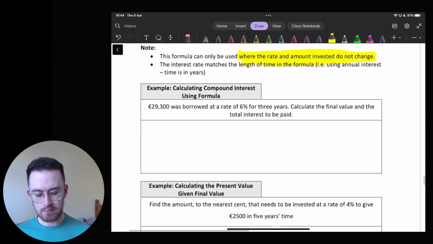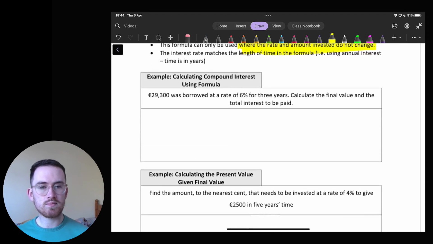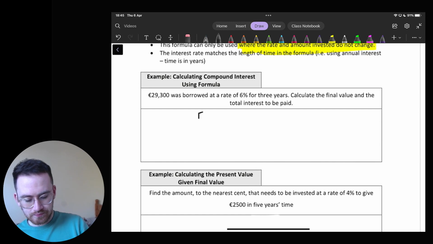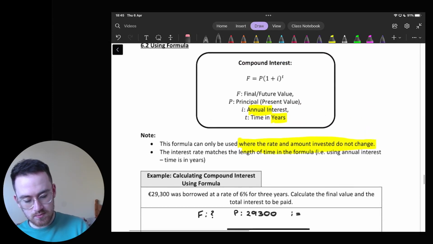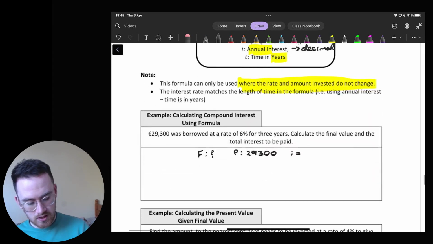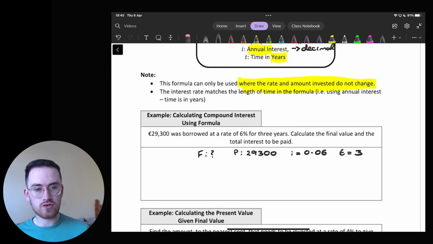So looking at an example here, 29,300 was borrowed at a rate of 6% for 3 years. So I'm paying interest of 6%. Calculate the final value. So final value is what I'm looking for. My principal is the amount that I've invested, which is the 29,300. My interest rate is 6%, and my interest rate has to be put in as a decimal. So that's something worth noting here. It should be as a decimal, so 6% would be 0.06, and T is my time in years, and I'm putting it in for 3 years.